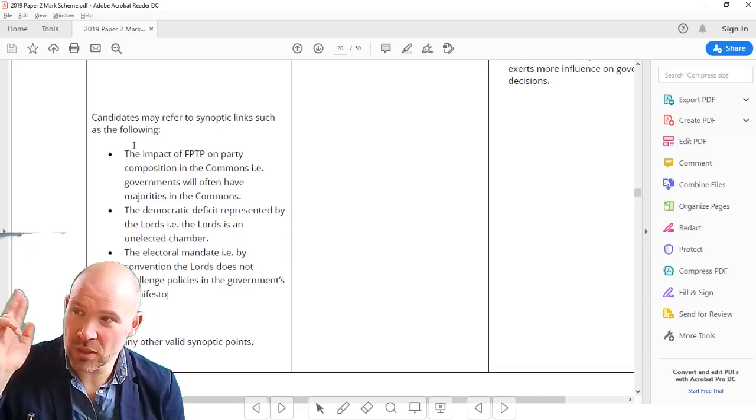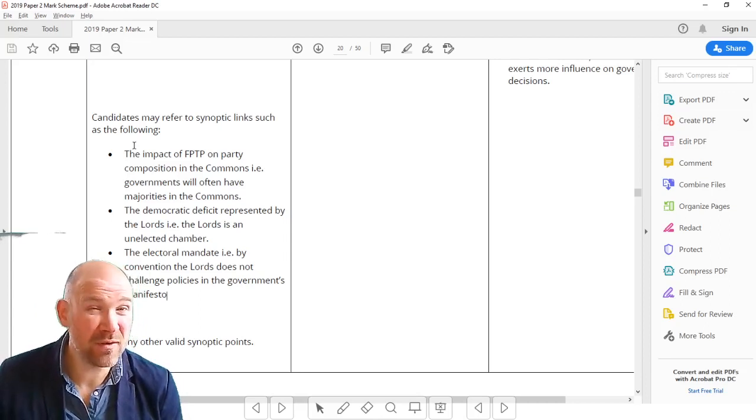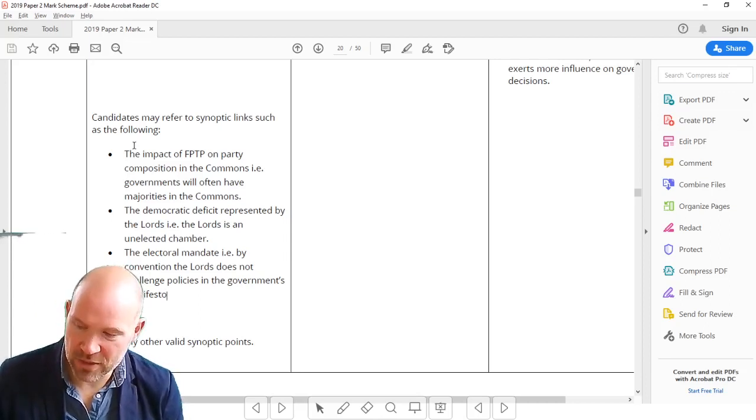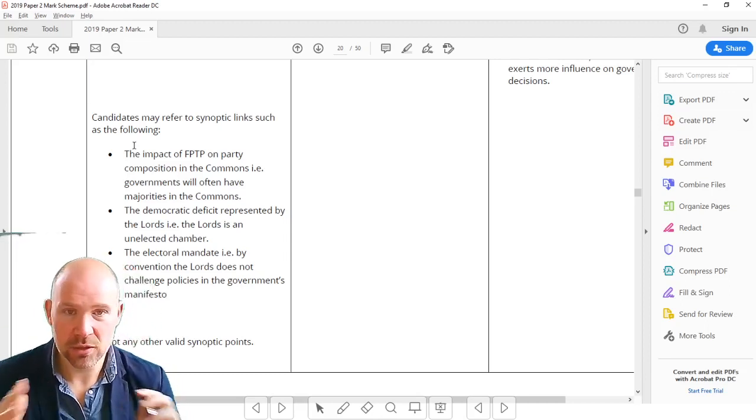But it's always good just in your head when you're finishing an essay, or maybe halfway through an essay, or even in planning, just kind of go, have I mentioned one of the topics from paper 1 somewhere in this essay? Check you have, tick it off as a tick box, job done.